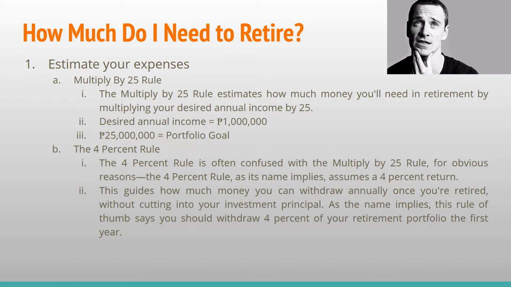Nag-iipon tayo ng 25 million. Kunyari, nag-retire ka nga at 50. Meron kang 25 million, and then gagastos ka ng 1 million a year. So kapag ginawa mo yun, hanggang 75 ka lang, merong 1 million per year, di ba? Kung di siya naka-invest, kung savings lang siya. So, as the name implies, this rule of thumb says you should withdraw 4% only of your retirement portfolio the first year. Siyempre, the first year lang yun kasi, kunyari, 500k lang naman yung nagastos mo the first year. So may natira pang 500,000, kikita ulit yun ng 4% the next year, which is mas malaki na sa 1 million.